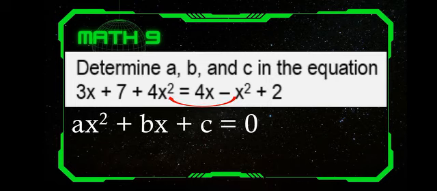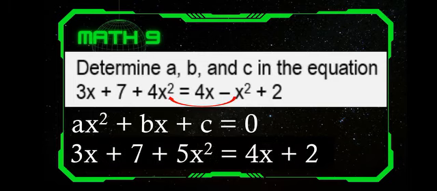So on the right part of your equation, there is the expression 4x minus x squared plus 2. All we have to do is to transpose them. Okay, we will transpose them. So first is the quadratic term. The negative x squared will be transposed, becoming positive. 4x squared plus x squared is 5x squared.